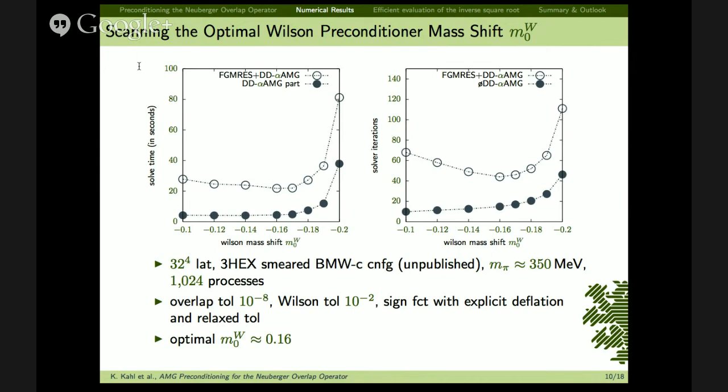And this is mostly due to the fact that your Wilson system becomes too ill-conditioned, so you spend too much time calculating the preconditioner. But also note that the difference here also becomes larger, so the preconditioner is also not as efficient as before. But what you also see on the left-hand side is you do not need this mass shift very accurately. So you have some freedom to choose this as long as you do not overdo it. So in this part here, the time to solution for the Neuberger overlap system seems to be fairly stable, and also the time to solution for your preconditioner seems to be fairly stable.